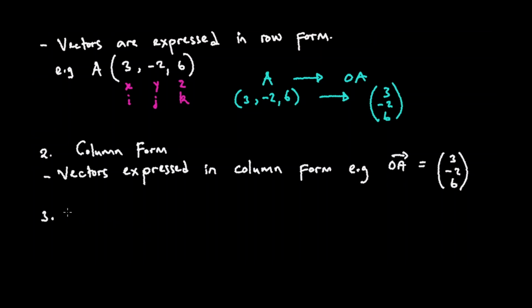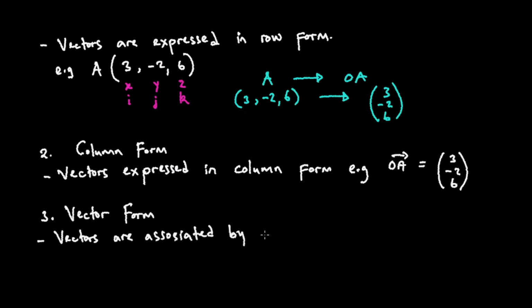Our number 3, the vector form. For vector form, the 3 directions or dimensions x, y and z are associated by a plus or minus sign. So vectors are associated by a plus or minus sign.